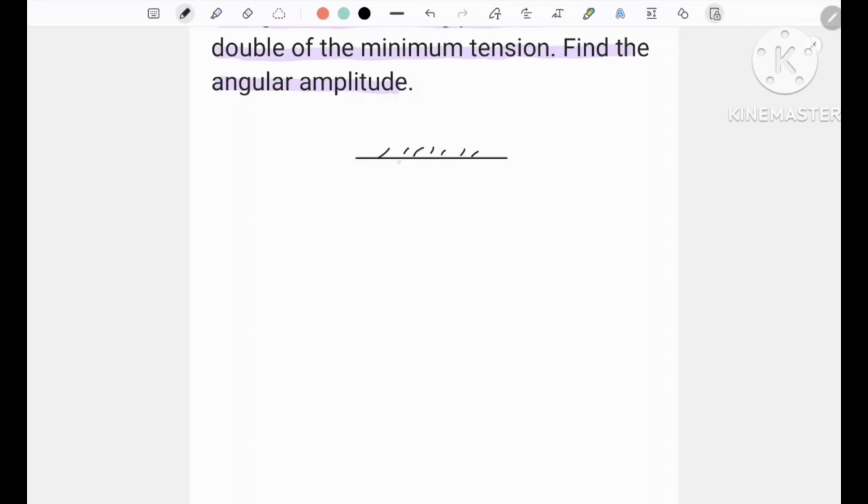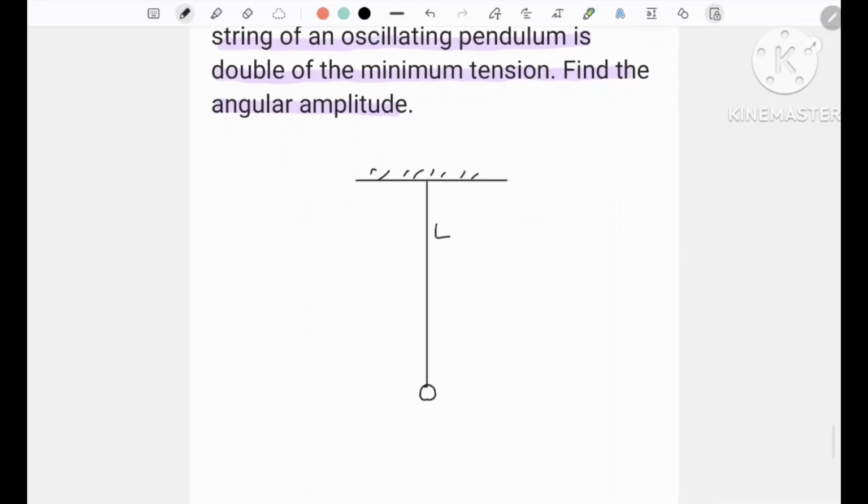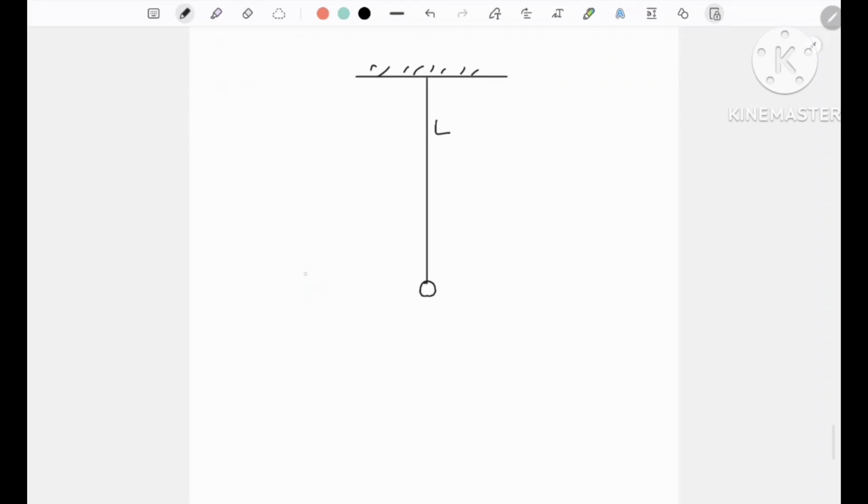Pendulum bob is suspended through L length string, and this moves like this. Maximum angular displacement, suppose this is theta. This point is O and this point is A, and extreme point suppose B.